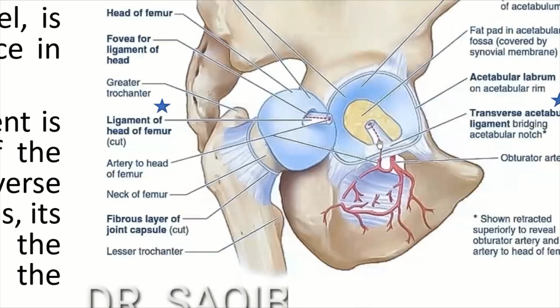Yes, this is the wide end of the ligamentum teres, attached to the acetabular ligament in the acetabular notch. And this is the narrow end, attached to the fovea. And there is an artery within that, the artery of the head of the femur.